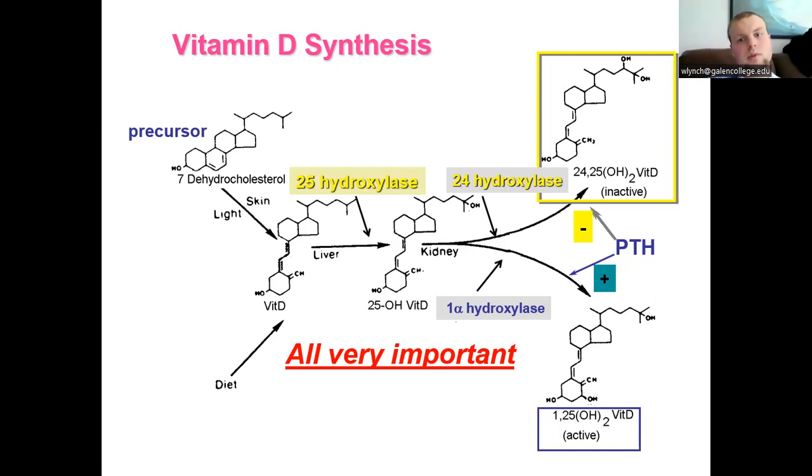Now, this is going to be regulated by PTH, or parathyroid hormone. Parathyroid hormone action in the kidney is going to lead to either the inactive form or the active form. An increase in parathyroid hormone is going to stimulate conversion by the 1-alpha-hydroxylase enzyme. A decrease in parathyroid hormone is going to stimulate the 24-hydroxylase enzyme.